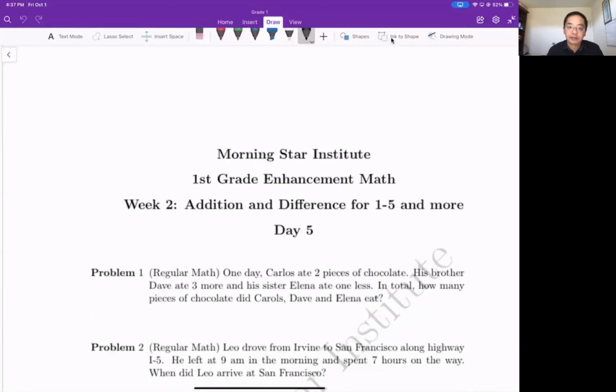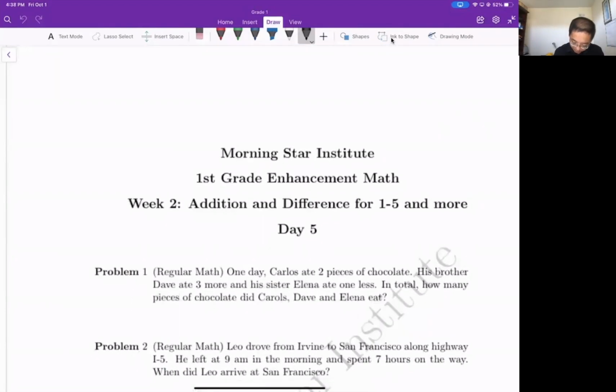Day 5. Question number 1. One day, Carlos ate 2 pieces of chocolate. His brother Dave ate 3 more, and his sister Elena ate 1 less. Now, if we combine all the pieces of chocolate eaten by Carlos and his siblings, what's the total number?